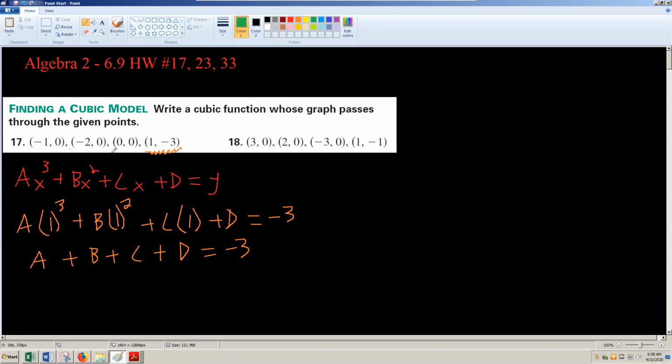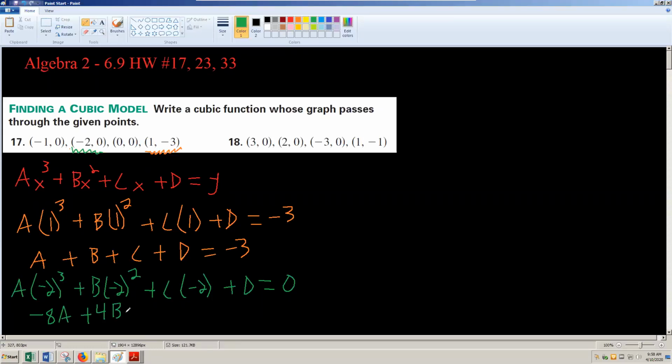Now again, I don't want to do all of these things, but let's do this one, for example, slightly more interesting. So here I'm going to get a times my x value to the third plus b times my x value squared plus c times that x value plus d equals, now here it's going to be 0 because my y value is 0. And so as I go through and evaluate this, this will give me -8a plus 4b minus 2c plus d equals 0.